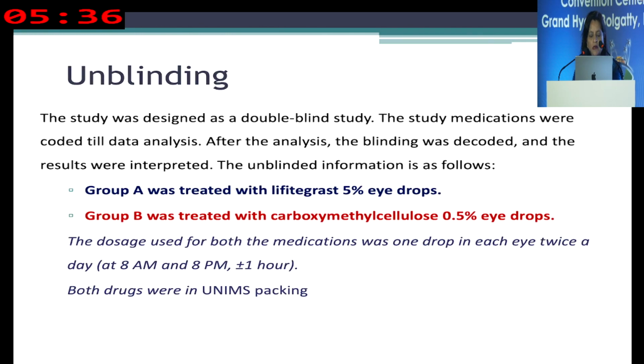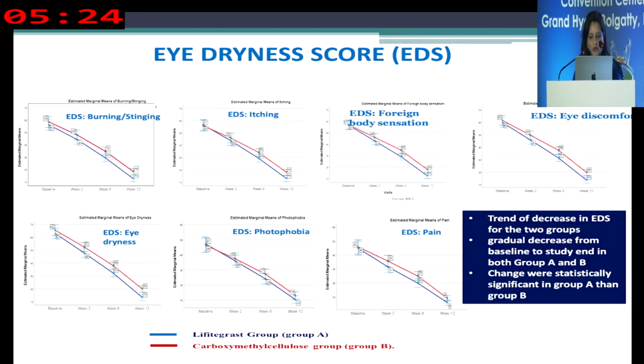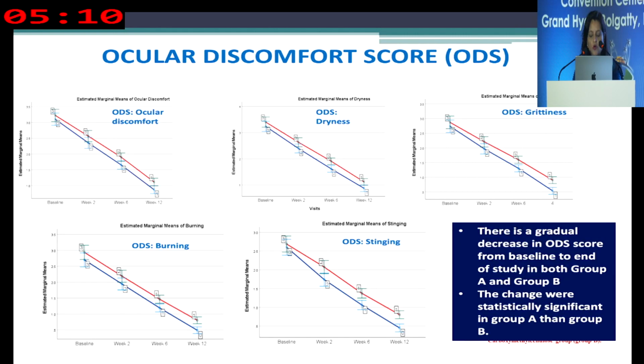And group A, after unblinding, was actually the Lifitegrast 5% eye drops, and group B was the CMC 0.5% eye drops. So, in terms of age, height, weight, and gender, both the groups were well matched with no difference between the two. And when we compared the eye dryness score, the trend of decrease in the eye dryness scores was seen in both the groups. There was gradual decrease from the baseline to study end, and this was significantly more with Lifitegrast than with the placebo.